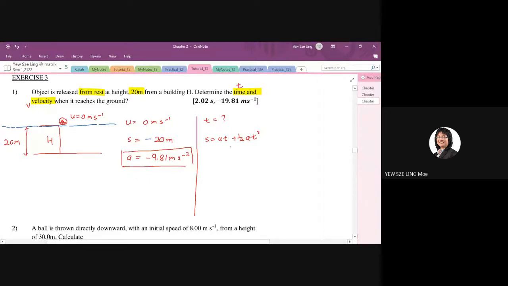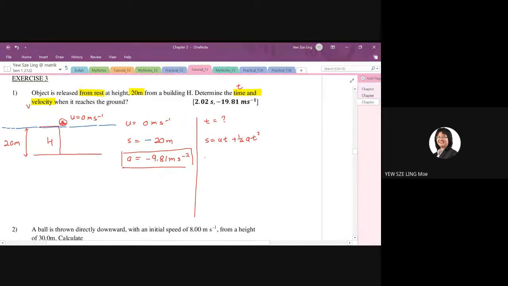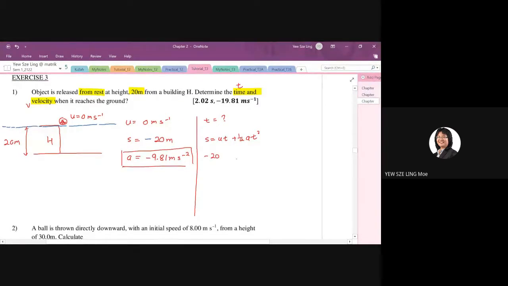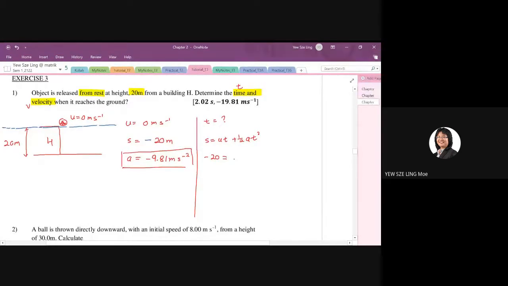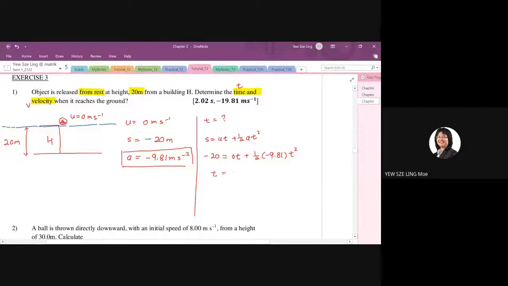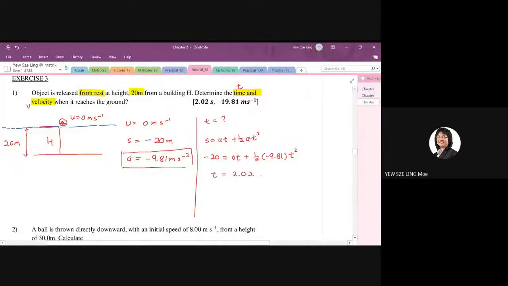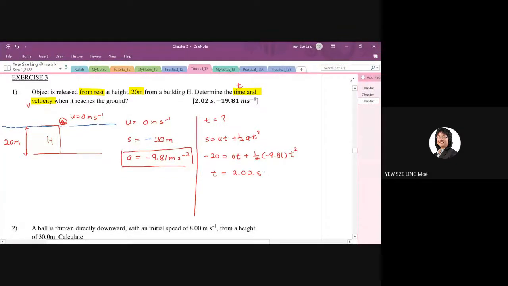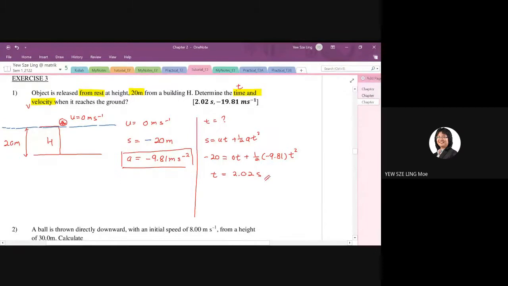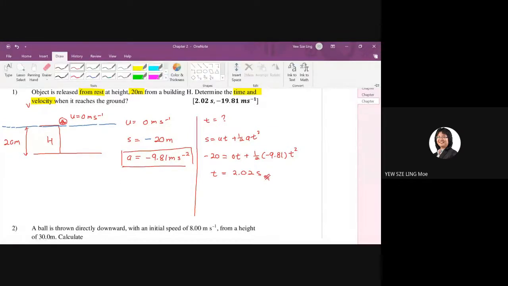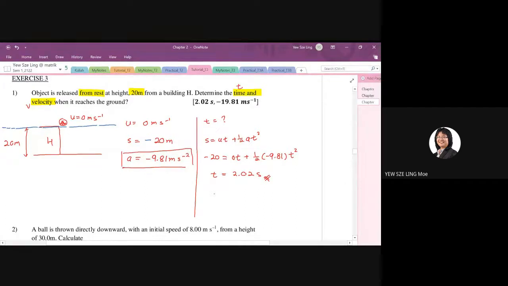So s equals ut plus 1 over 2 at squared, and our s is now negative. Remember to include the negative in your calculation. So negative 20 equals 0t plus 1 over 2 times negative 9.81 t squared. So t is equal to 2.02 seconds. And the next, the question is asking for velocity. So v equals what?